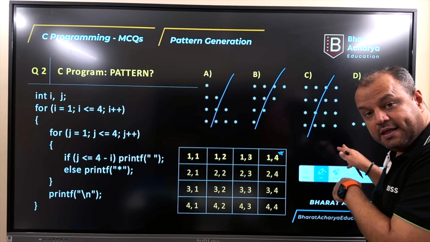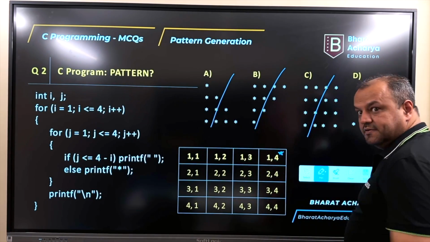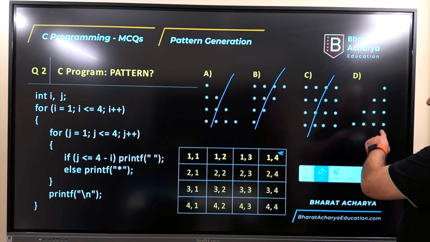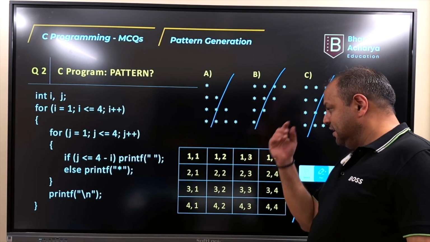If you're preparing for GATE, there will be a 5th option, none of the above. So don't be overconfident and just look at this and say this is the answer. See the remaining conditions. But yes, if anything is the answer, this could be the answer. Are you clear? Option number D. It could be none of the above also. Let's see.